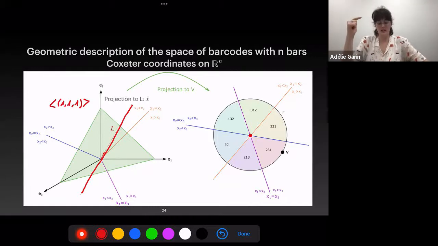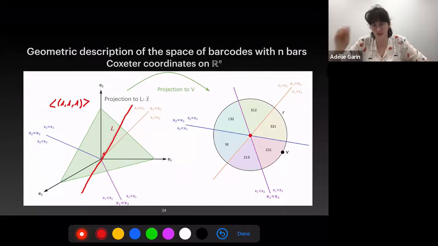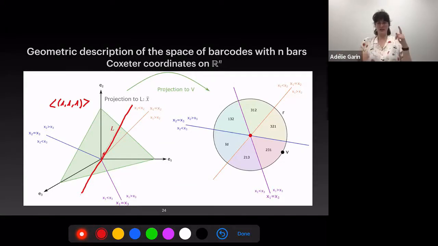If you project a vector X on this line, you will obtain the average of the coordinates. You will have (X1 plus X2 plus X3) divided by 3. It's just a simple scalar product. Now, this is my first coordinate. It's the average of the coordinates.